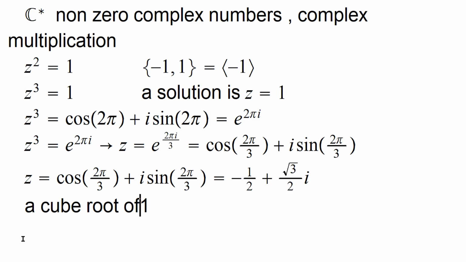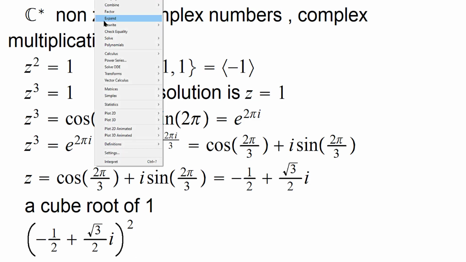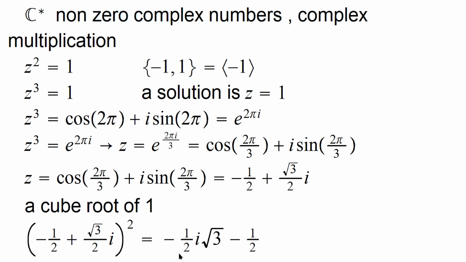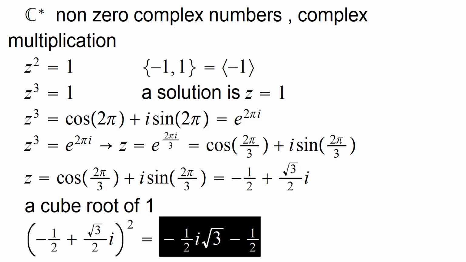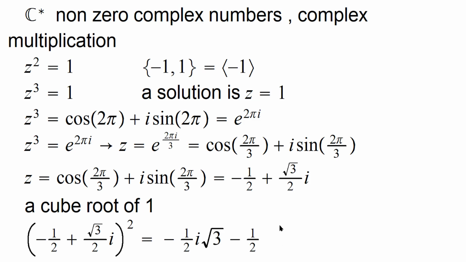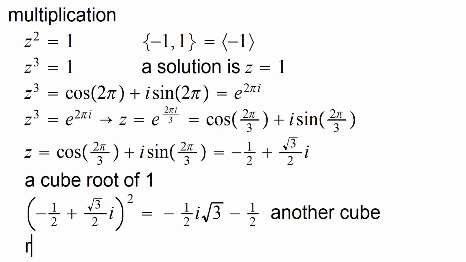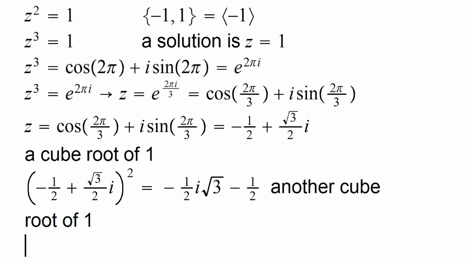And you can see this here. If we take the square of this number, we can multiply just by using the fact that i squared is negative 1. If we expand it, what do we get? This is a number different than this one. Actually it's just the conjugate of this in this case, right? So this is another cube root of 1, right? So we got 3 cube roots of 1 here.